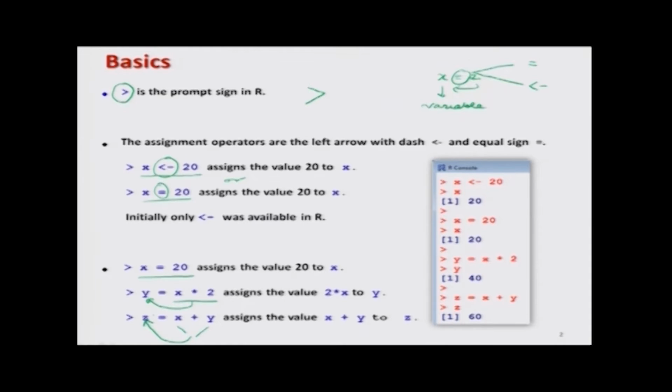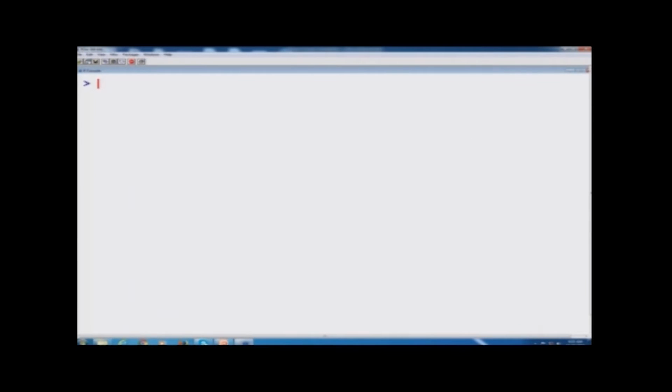So, let us try to do this first on R and see whether we get the same outcome. Although here I have given you a screenshot of the operation, I would still try to do it before you. So now let us come to the R software, and here I type the same thing which I have shown. I type x less than hyphen 20, and you can see that as soon as I enter it, it is not giving me anything, but it has already assigned the value 20 to small x.